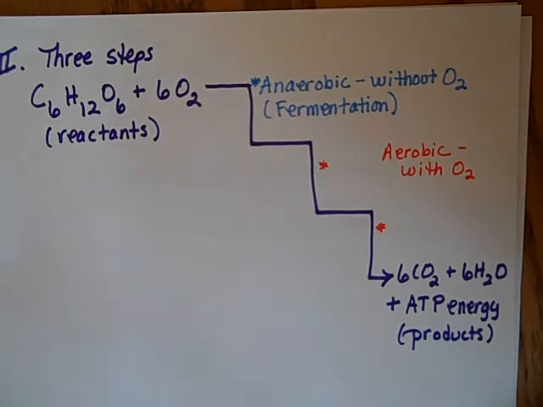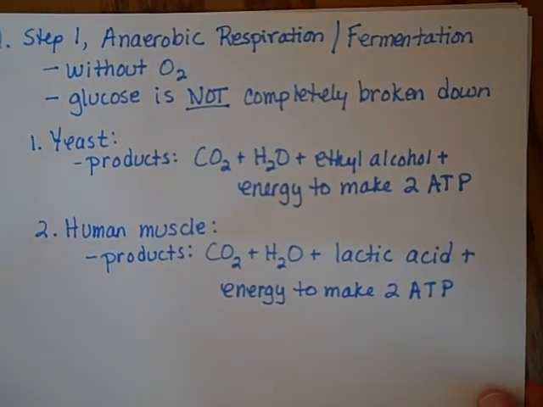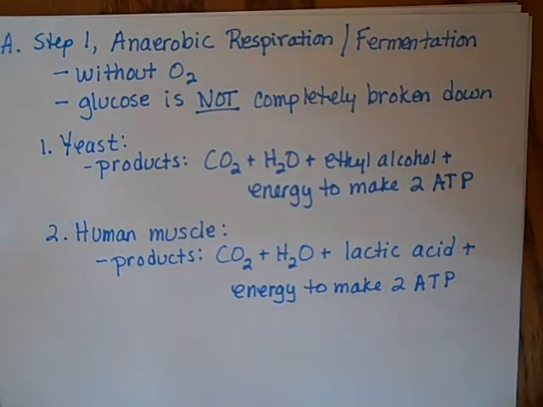So let's focus on step 1 first. The first step is anaerobic, and it's also called fermentation because it means without oxygen. The glucose starts to break down. It's broken in half, basically. It's not completely broken down. Now, here's two examples of where this happens.